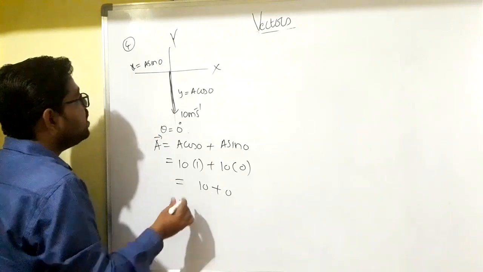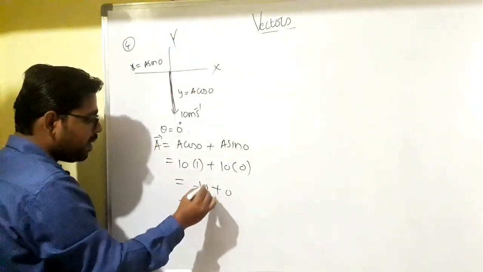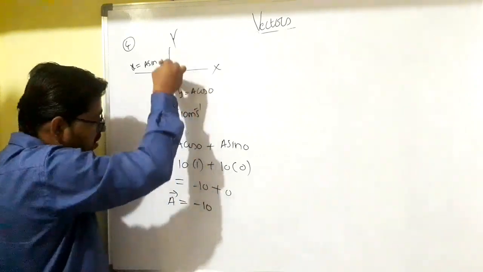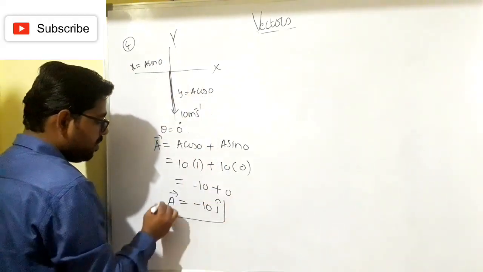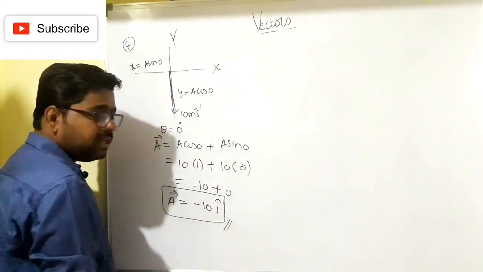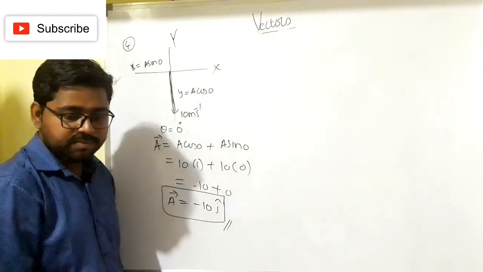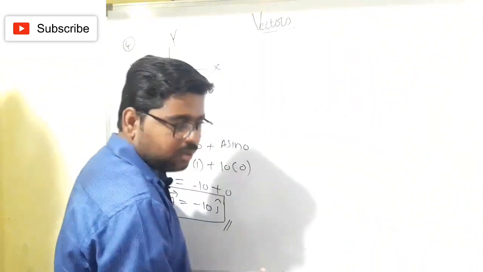But now if you see, it is in the third quadrant, it is in the negative direction. So this component has to be minus. So A vector is equal to minus 10 j cap. This is how we resolve it into components. Similarly, if you can do it, I will give you some homework.